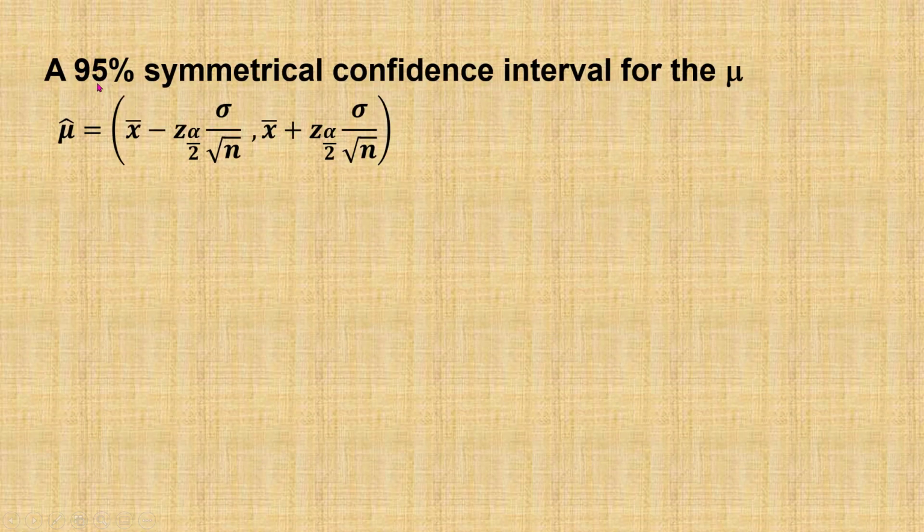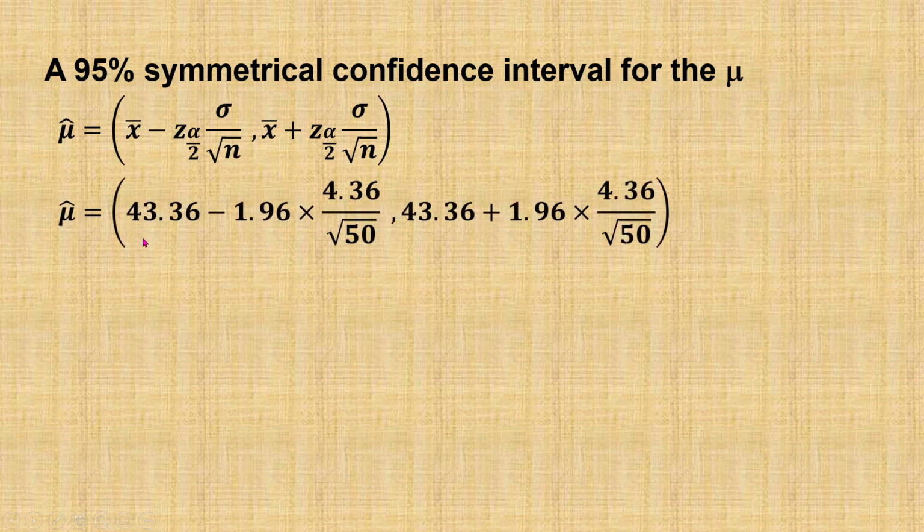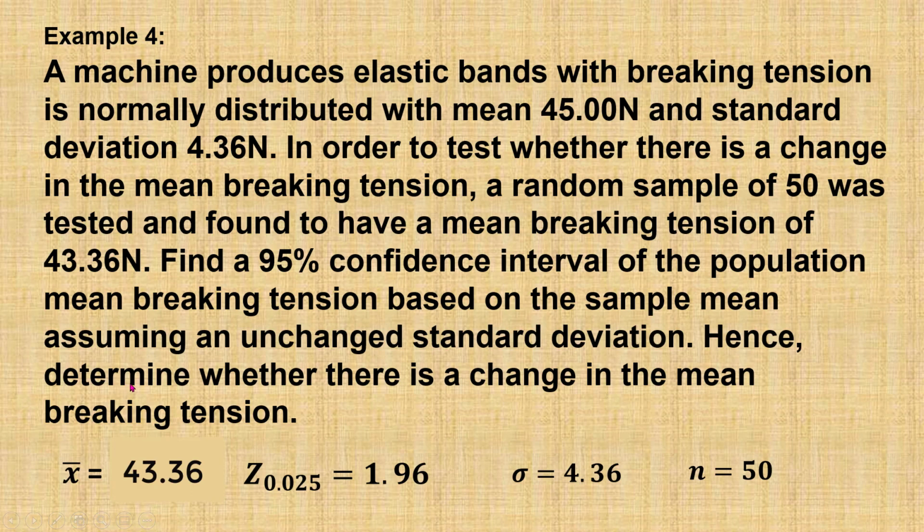Therefore, to find the 95% symmetrical confidence interval for the population mean, I'm going to substitute all the values that I have into the formula. After calculating, the interval is from 42.25 to 44.67. Based on the result, we are going to determine whether there is a change in the mean breaking tension.